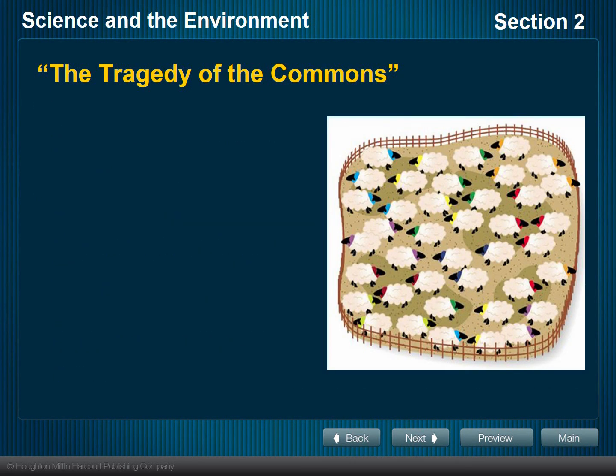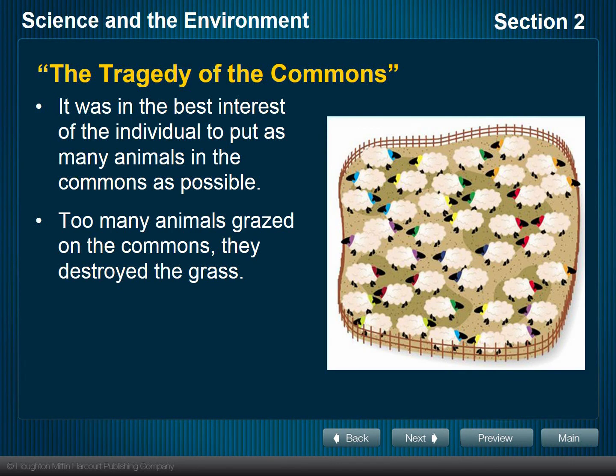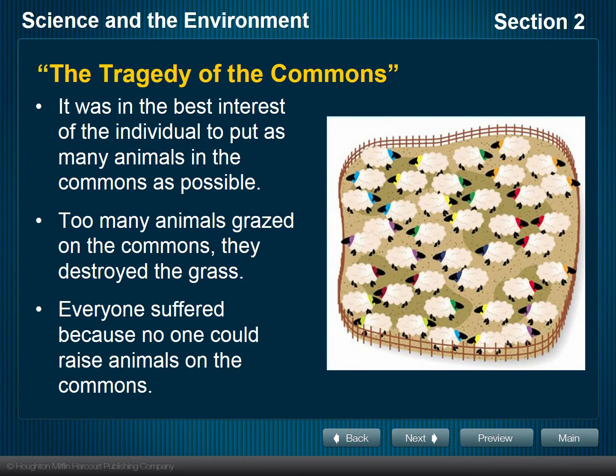At the time Garrett Hardin wrote his essay, it was in the best interest of the individual to put as many animals in the commons as possible. However, if too many animals grazed on the commons, they destroyed the grass. Once the grass was destroyed, everybody suffered because no one could raise animals in the commons.